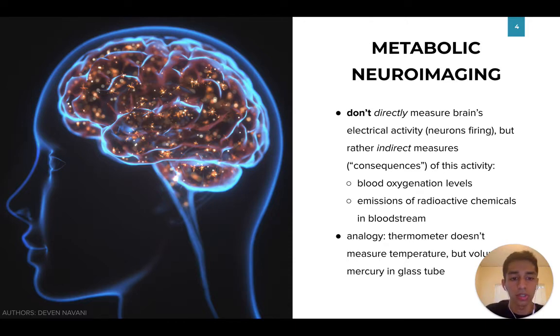A good analogy to think about metabolic neuroimaging is a thermometer. A thermometer doesn't directly measure temperature, but rather the volume of mercury in a glass tube. The volume of the mercury increasing is a consequence of the temperature rising, just like how blood oxygenation levels are a consequence of the brain's electrical activity.